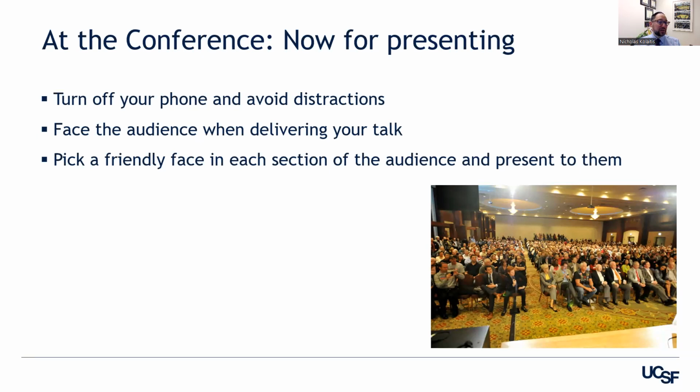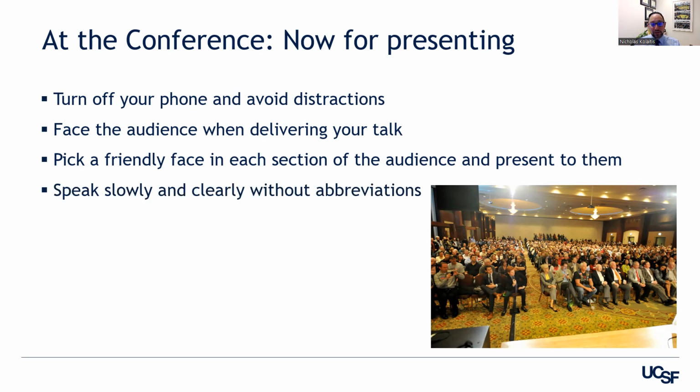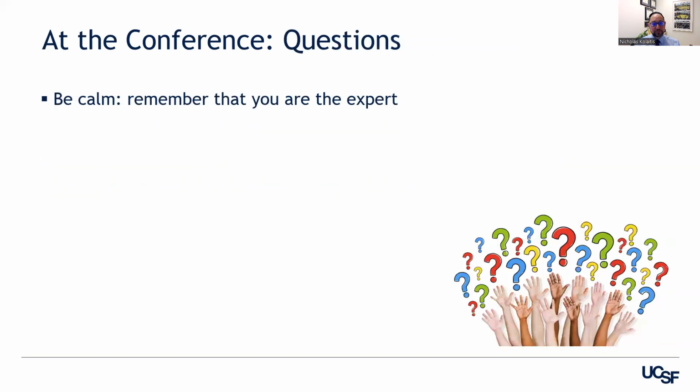If you can and plan in advance, ask your friends to sit in the audience in a couple different sections of the audience so you can look at them and deliver the talk to them. Because if I can deliver the talk to my friend, it's much easier than delivering the talk to a large audience. Speak slowly and clearly without abbreviations.